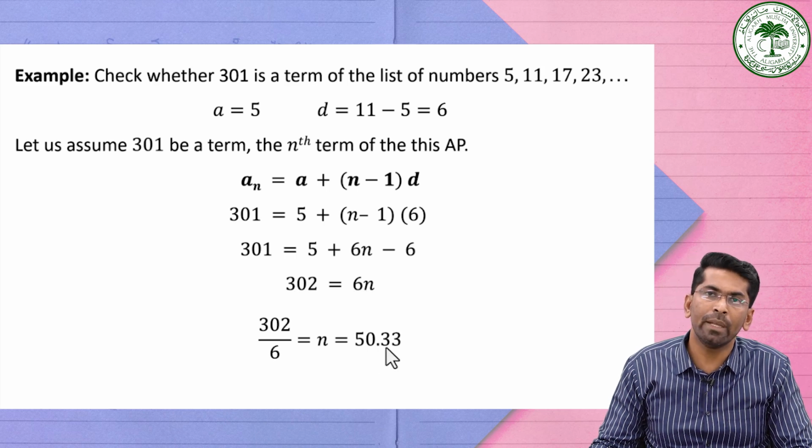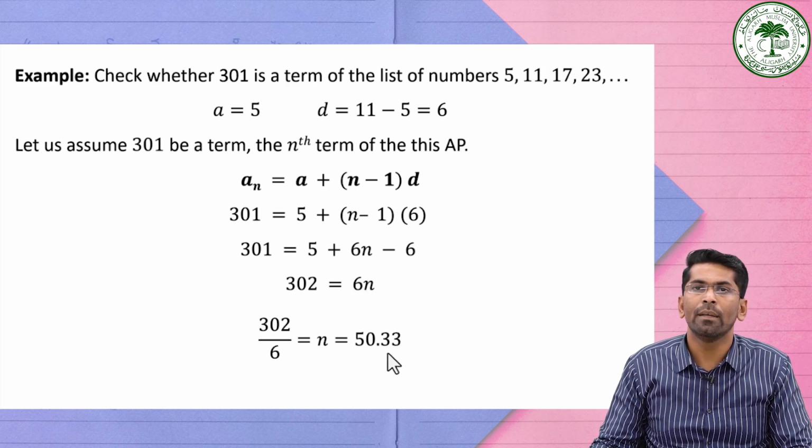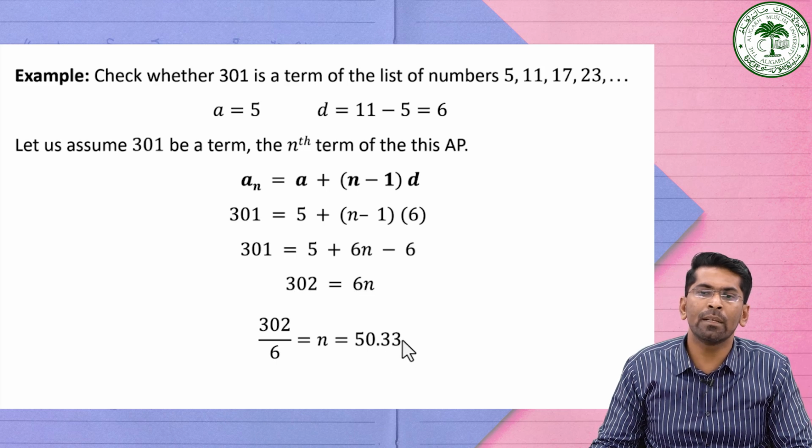We need a positive integer without having any decimals. But here we have a decimal, 0.33. So this is not a positive integer. That's why we can say that this particular element is not an element, or not a member, of this given series.